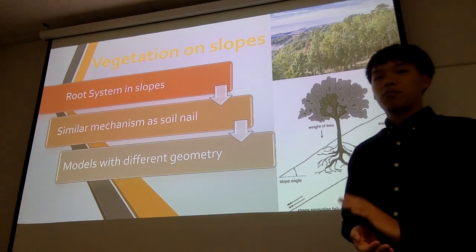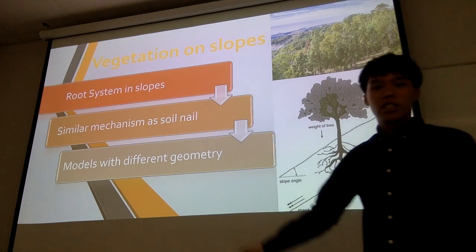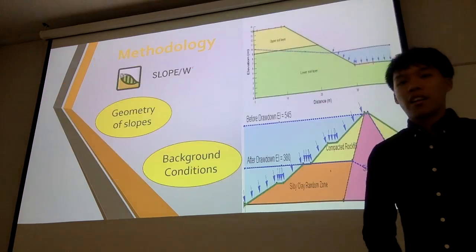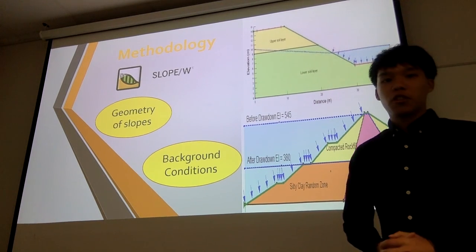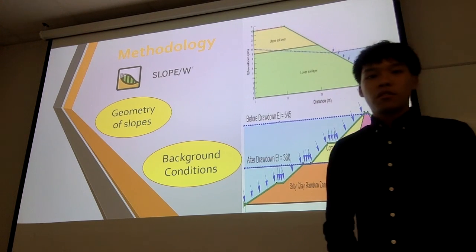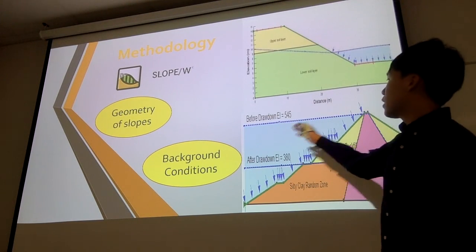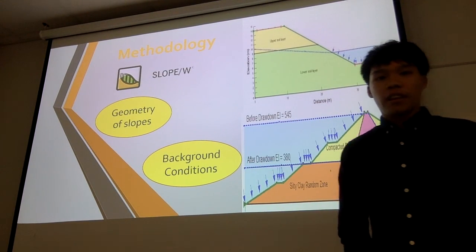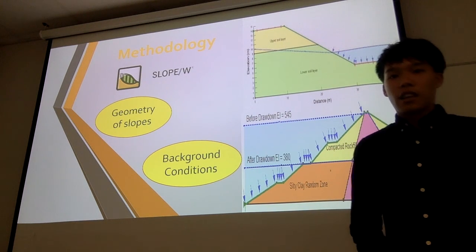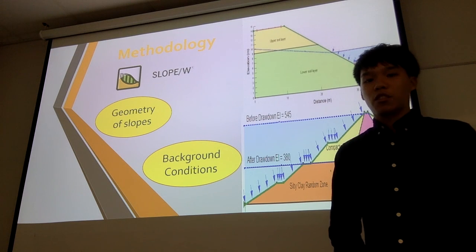In this project, I will investigate root models with different geometries of root systems, and the geometry of slopes is also different. For the methodology, I will use the software SLOPE/W, which is engineering software to define the geometry of slopes and also define the background conditions. The soil type can also be defined. We can also define the background conditions acting on the slopes, like the seepage flowing in the slopes.